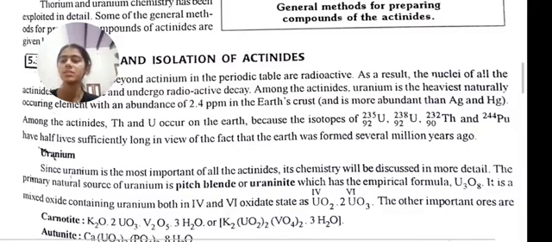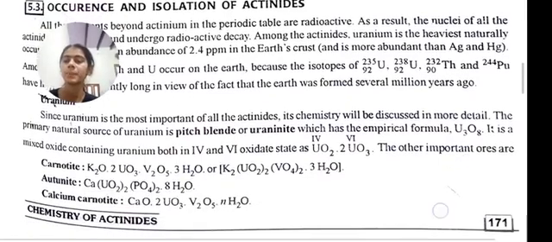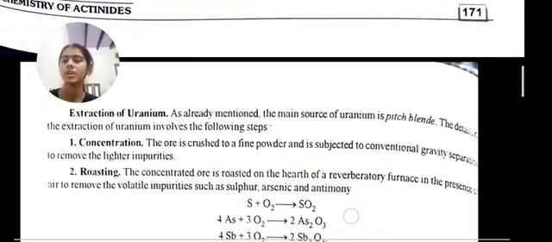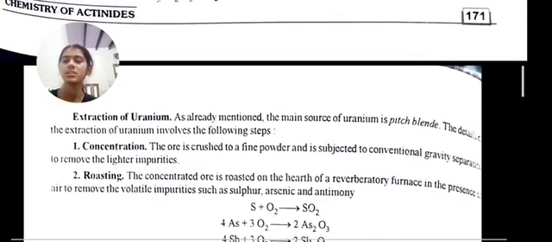The primary natural source of uranium is pitchblende or uraninite, which has the empirical formula U3O8. It is a mixed oxide containing uranium in both +4 and +6 oxidation states. Extraction of uranium. As already mentioned, the main source of uranium is pitchblende. The extraction of uranium involves the following steps.